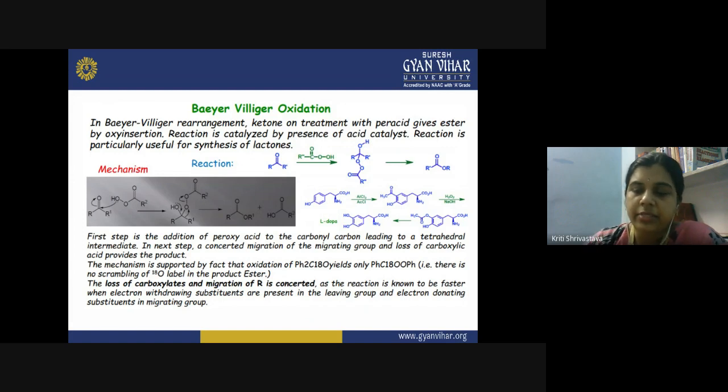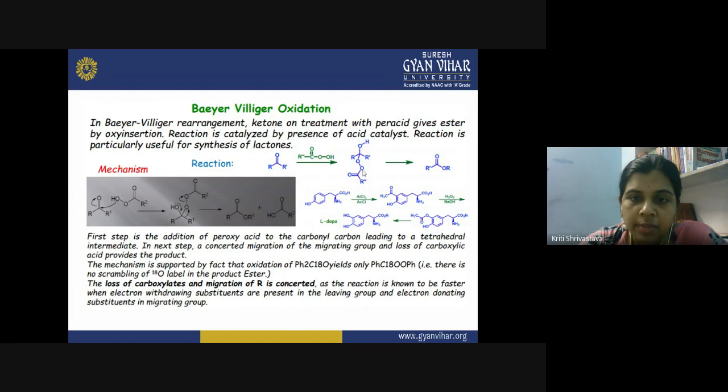This is the reaction. This is a ketone, and this is a per acid. In the per acid, we have one oxygen more than the original one. Generally, in a carboxylic acid, what do we have? R, C, O, and OH. But the one extra oxygen that is present in this acid, we call it the per acid. So when you are using the per acid, what will this extra oxygen do?